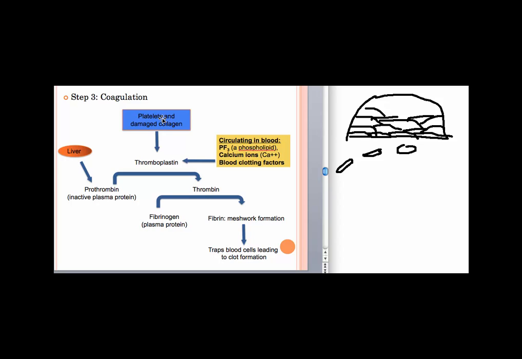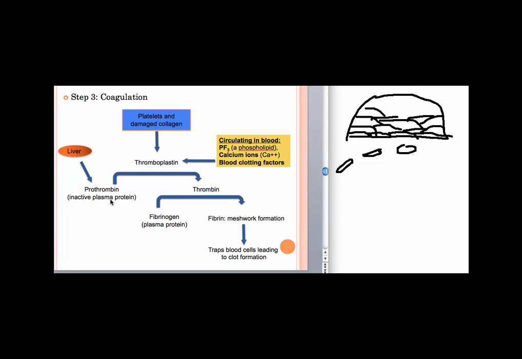To do that, first we have platelets and damaged collagen, and that stimulates the formation of this hormone called thromboplastin. Circulating in our blood, we have a phospholipid called PF3. The one ion you do need to know that helps the formation of a blood clot is calcium. And we also have other blood clotting factors. So collectively, all of these things will start initiating thromboplastin.